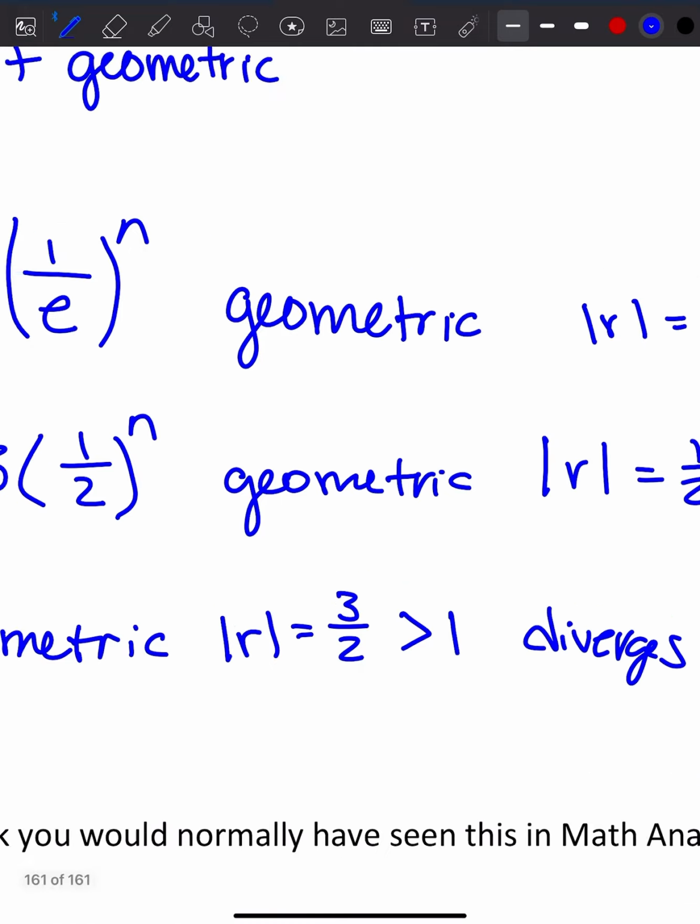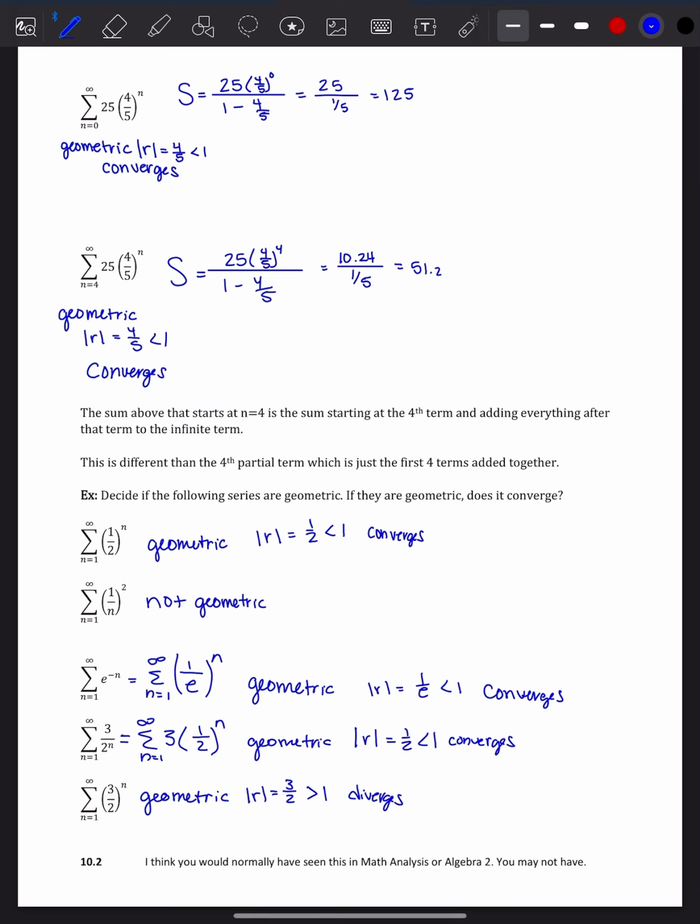So if all we need to decide is if it's converging or diverging, geometric series and sequences are some of our easiest ones to look at. They're the ones that we hope they are, just because we're done with them at that point.